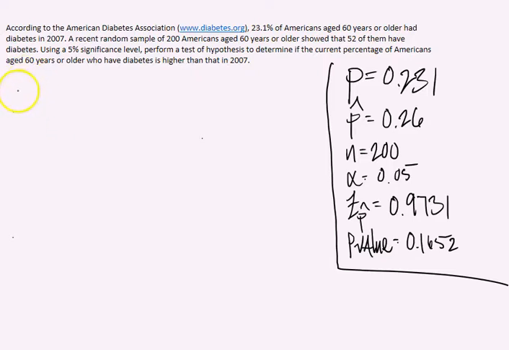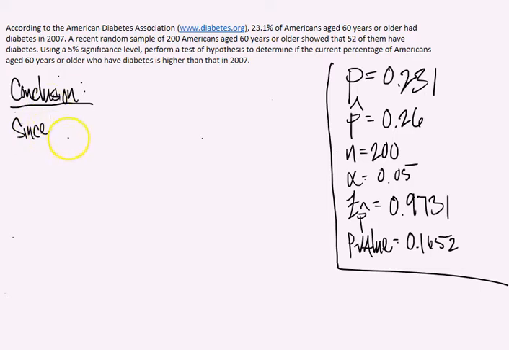So what I want to do now is I want to come up with my conclusion, okay? Your conclusion should be stated in context of the problem, okay? So first thing we're going to do is we're going to compare our p-value to our alpha, right?